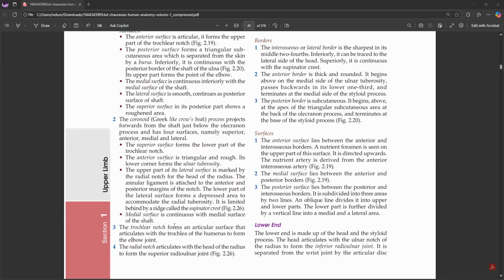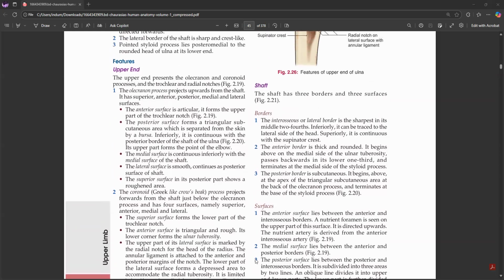It is limited behind a ridge called the supinator crest. Medial surface is continuous with the medial surface of the shaft. Number 3. The trochlear notch forms an articular surface that articulates with the trochlea of the humerus to form the elbow joint. Number 4. The radial notch articulates with the head of the radius to form the superior radio-ulnar joint, figure 2.26.